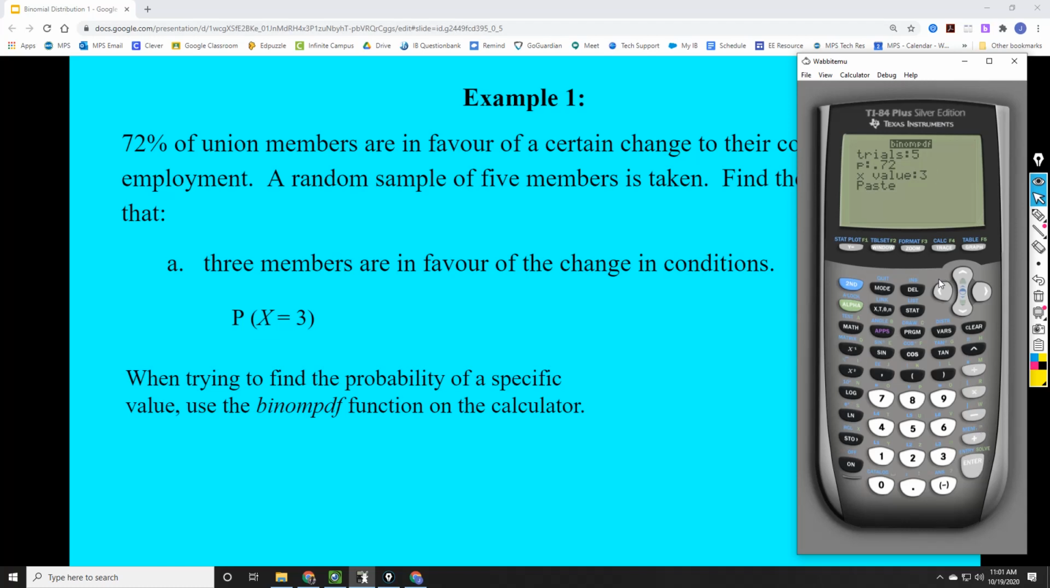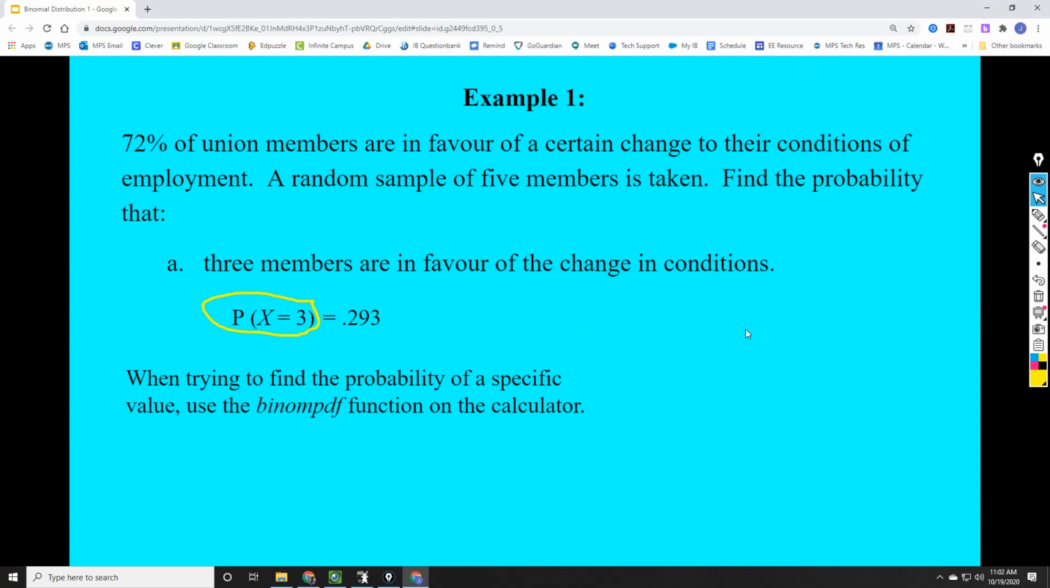All right, and so those first 2 things we would get from our binomial notation, right? 5 trials, 72% chance of success. And then the second is from the equation that we wrote earlier, right over here, that tells us that we're looking for 3 successes. All right, and then I can press enter on the paste. That fills it in just like if we had the older operating system. Hit enter, and it tells us that there is a 29.3% or 0.293 probability of getting exactly 3 members in favor of this change. Again, we used binom PDF for this particular function on the calculator.